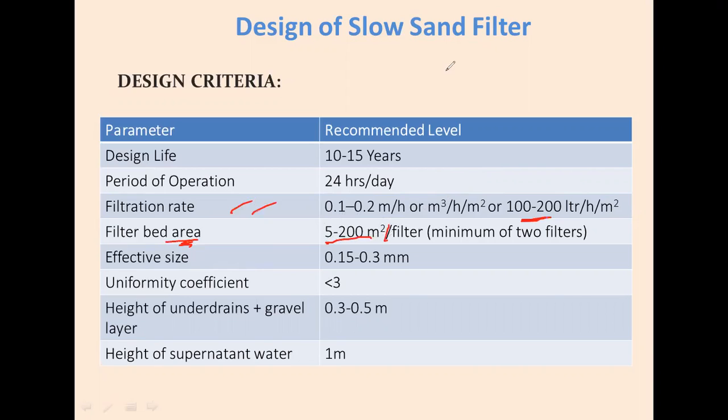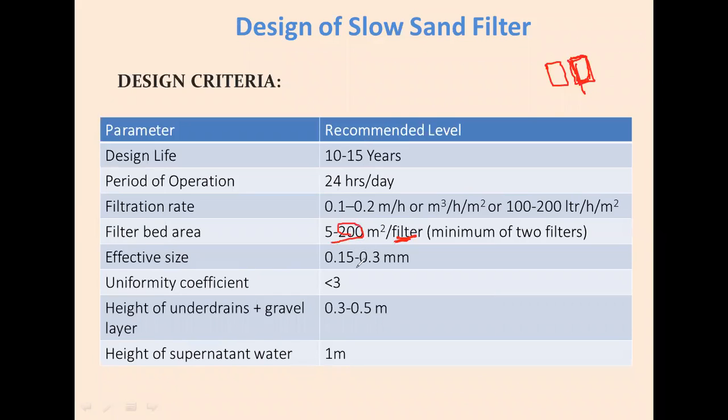per filter. Generally in the treatment plant there will not be only one filter, there will be more than one filter. At least a minimum of two filters will be required, so that if one filter is under maintenance, it should not hamper the working of this treatment plant. So there should be another additional filter available there. So the area of one filter should vary between this limit.